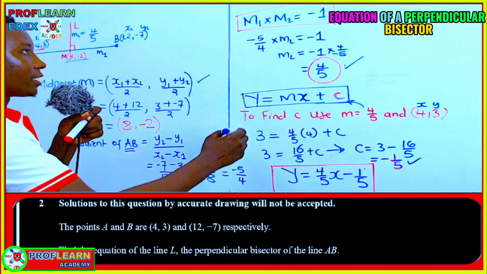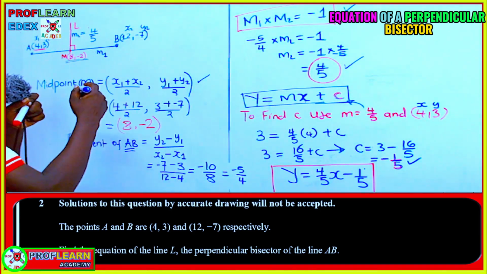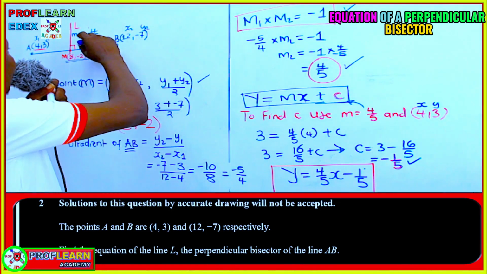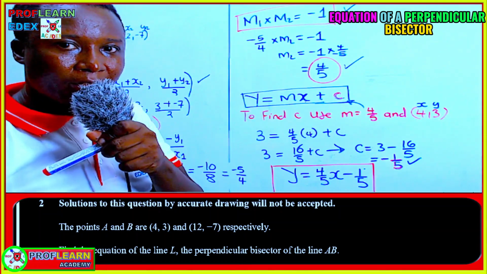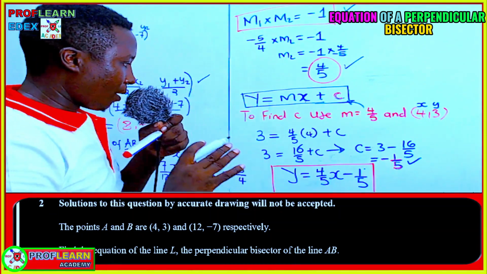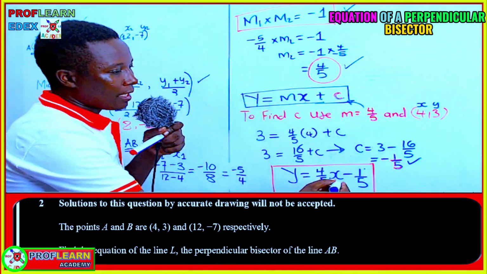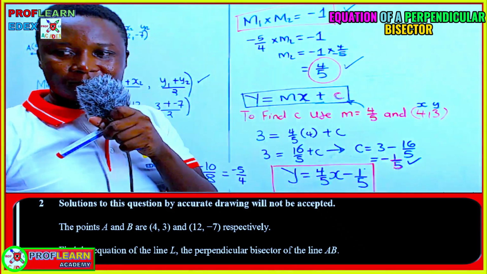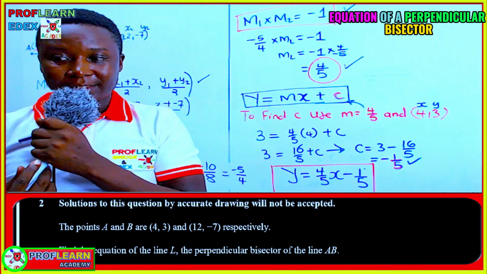And once you have that, you use this relation to find the gradient of this line L, because the two lines are perpendicular, so the product of their gradients is -1. Once you do that, you need to find the value of c using this equation, and once you get that, you're done. As simple as that.